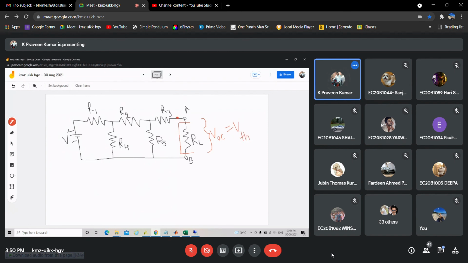Then again replace it with a short, then calculate ISC. Take that ratio, that will give you RTH. Right? Then you just proceed the way we have solved. Restore RL back into the original circuit, find the load current, then find the load current with its Thevenin equivalent. Okay, so let me write the steps here, so it is easy for you.